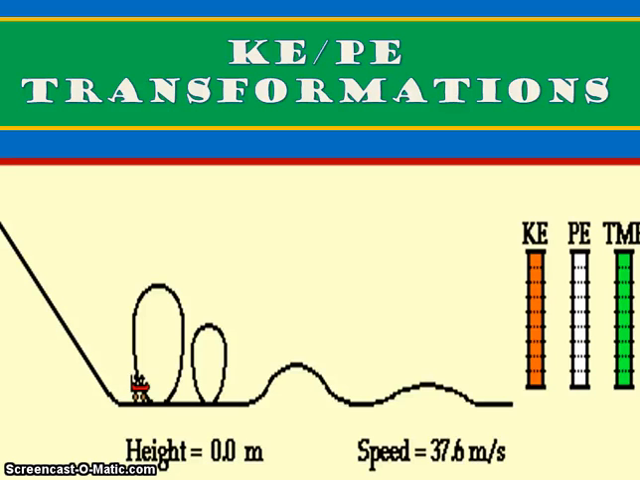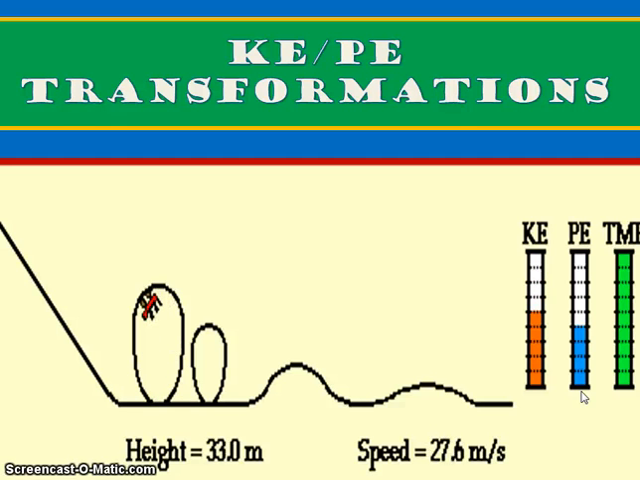Alright, so our roller coaster is going down the track, and look over here. We have kinetic energy, potential energy, and this TME stands for total mechanical energy. And notice how the amount of kinetic energy and the amount of potential energy are changing throughout the course of the roller coaster, because the energy is constantly being transformed from one form, kinetic, into another form, potential.